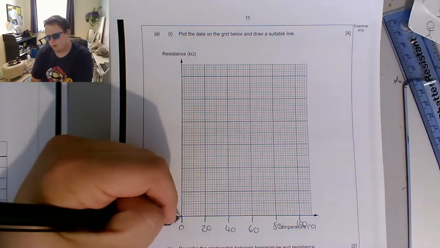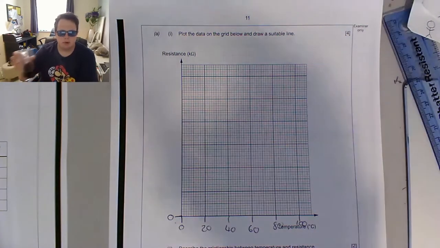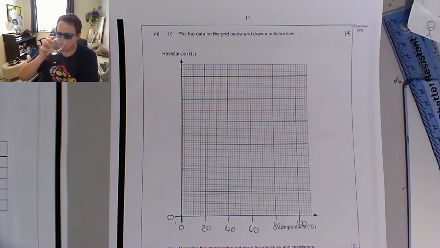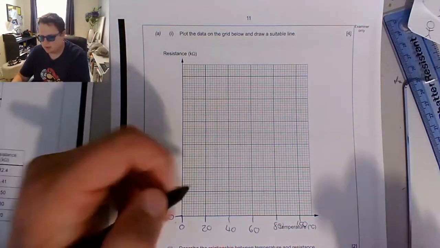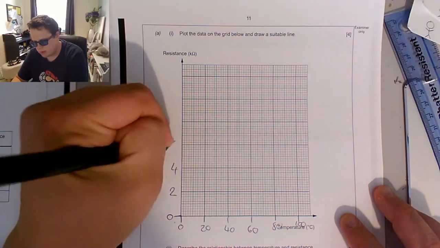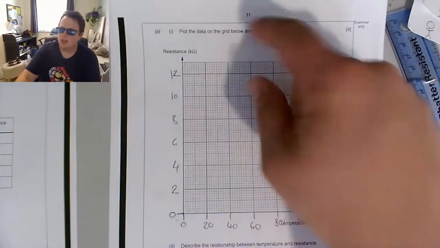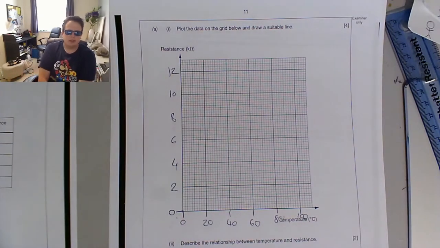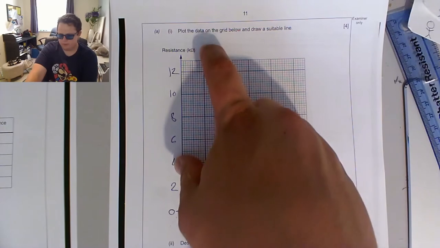You could have done the 1 coming off with a 0, that's fine. But you've just got to make sure that 0 and 0 are both plotted properly. So we've got 1, 2, 3, 4, 5, 6 boxes. We're going to go up in twos: 2, 4, 6, 8, 10, 12. Because we've got a little gap at the top, so we're fine. We can go up to 12 because we've got a gap to plot that 12.4.